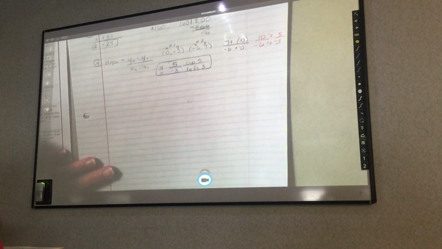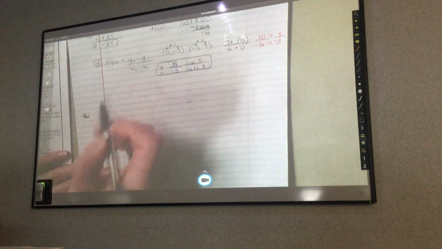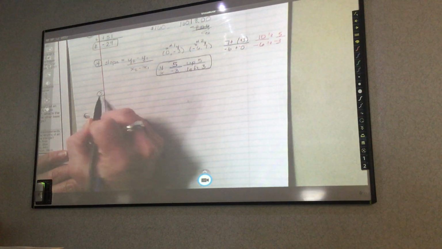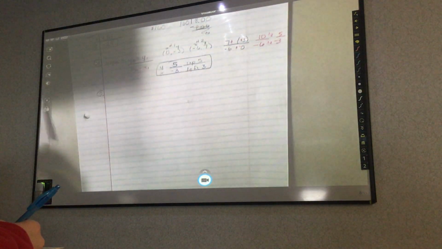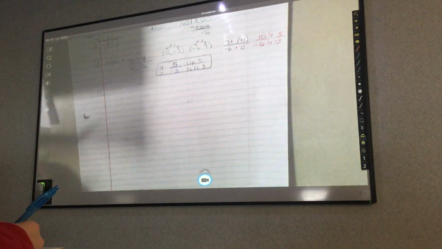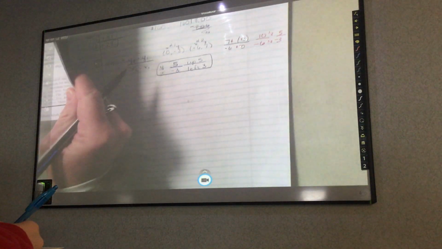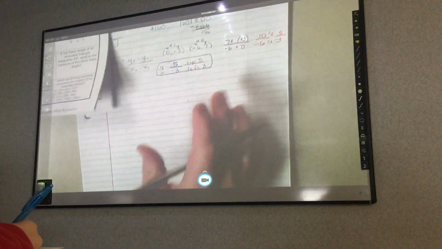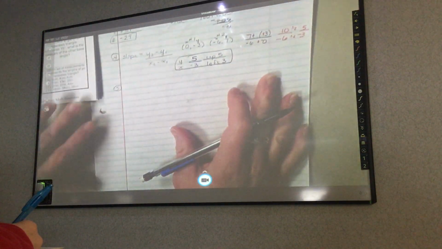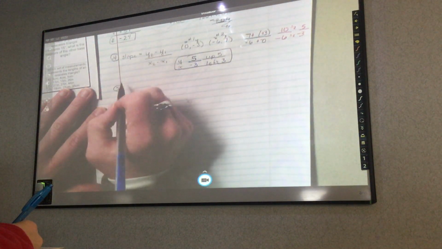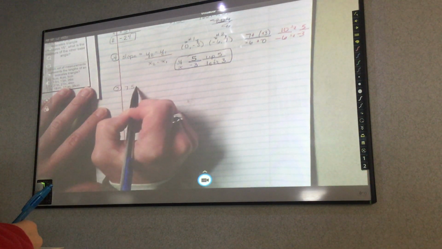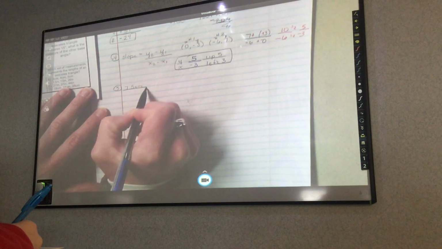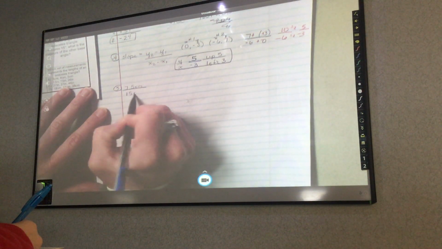Number 5 says a diagram of a swimming pool is below. The width of the pool is 25 meters. Find the length of the actual pool. Okay, if this is a diagram, that means we're setting up equivalent ratios. So if I have the width of one side is 7.5 centimeters, and the length is 15 centimeters.